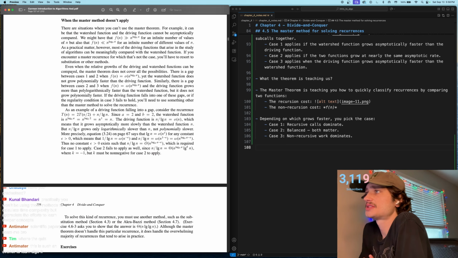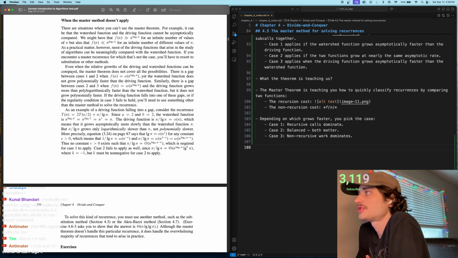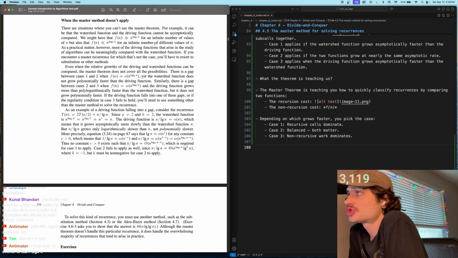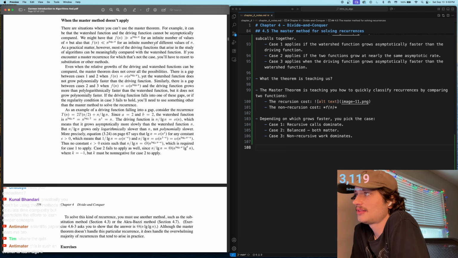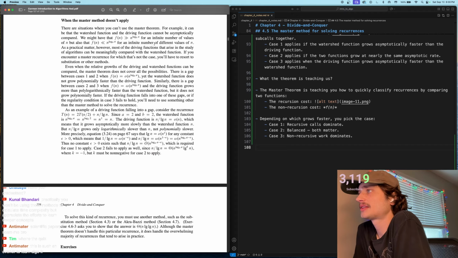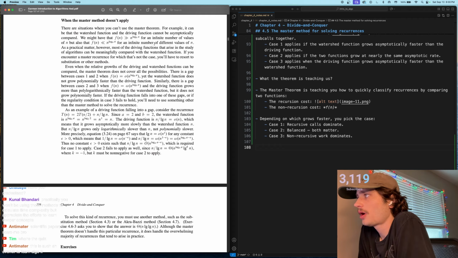When the master method doesn't apply: there are situations where you can't use the master theorem. For example, it can be that the watershed function and the driving function cannot be asymptotically compared. We might have that f of n is much greater than the watershed function for an infinite number of values of n, but also that f of n is much less than the watershed function for an infinite different number of values of n. As a practical matter, however, most of the driving functions that arise in the study of algorithms can be meaningfully compared with the watershed function.